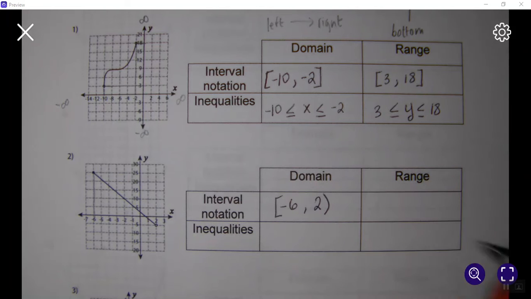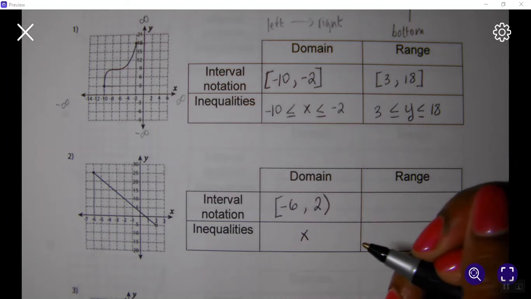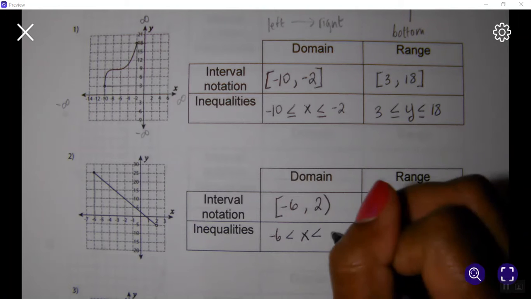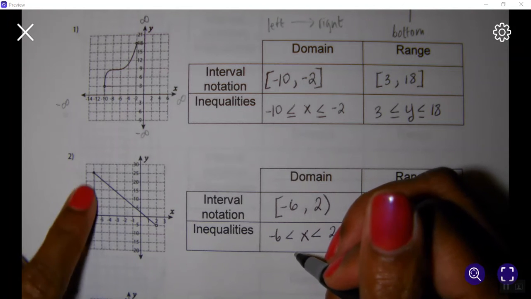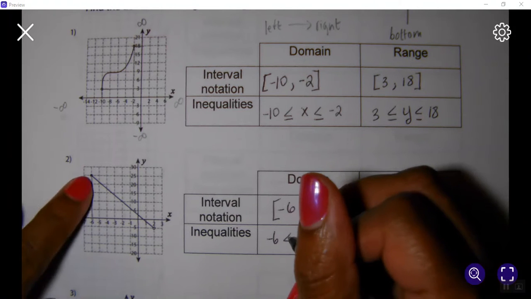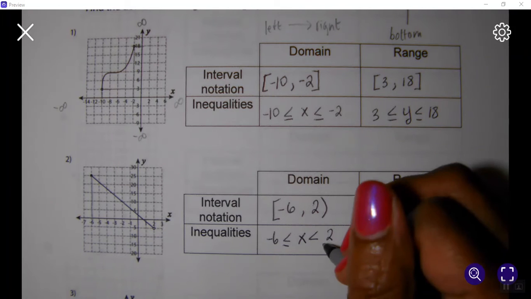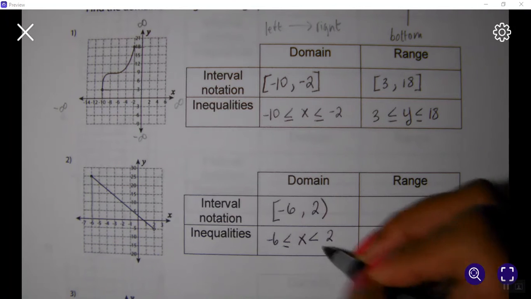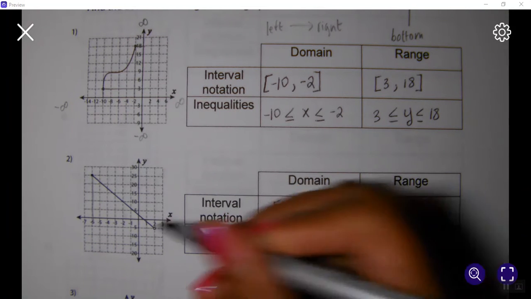Alright, so to write the same information using inequalities, we write x because we're looking at the domain. And then we put the numbers, -6 and 2. And then let's see if this is equal to. So -6, there's a closed circle, so we put an equal to sign. It includes the -6. Over here, 2 is open because it's an open circle, so we just leave it like that, which means that it goes all the way up to 2, but it doesn't include the 2.